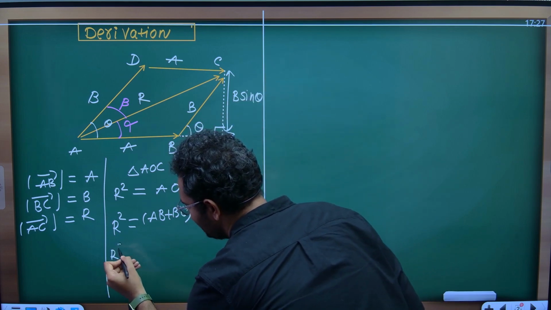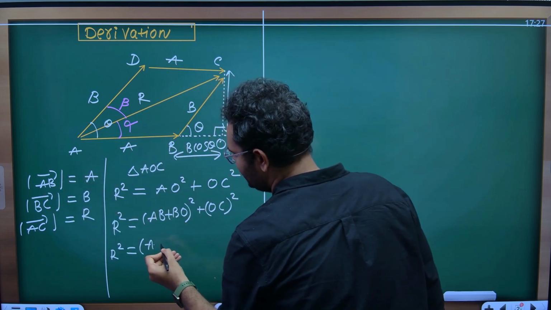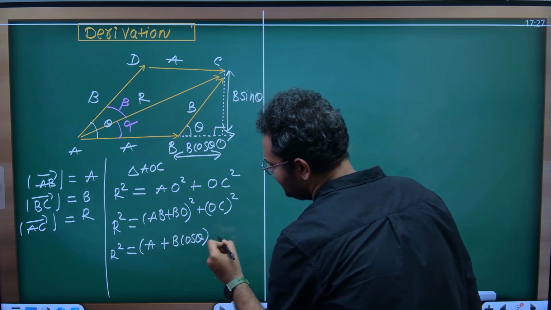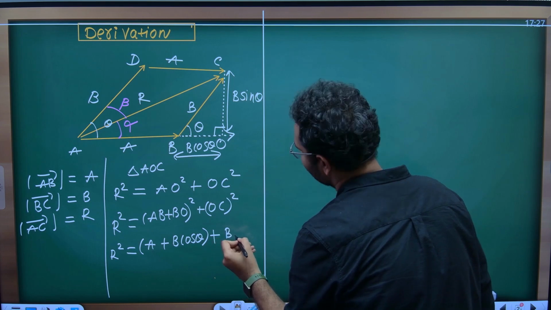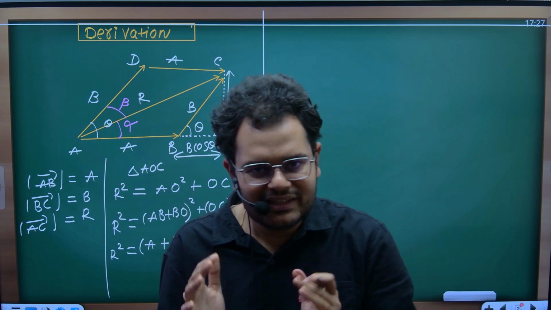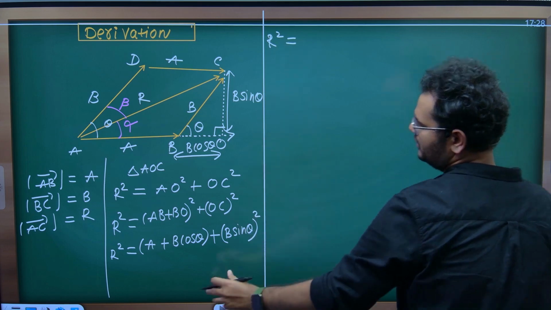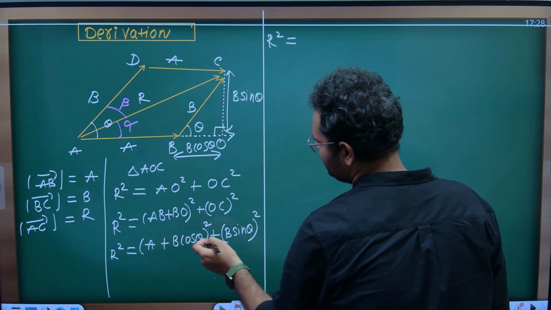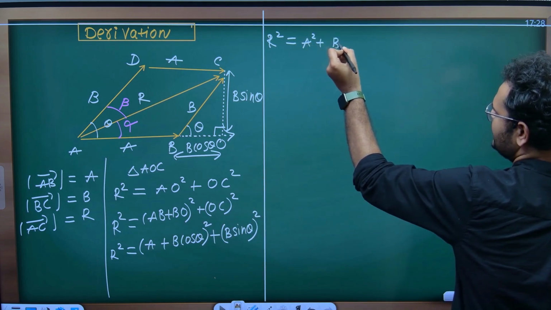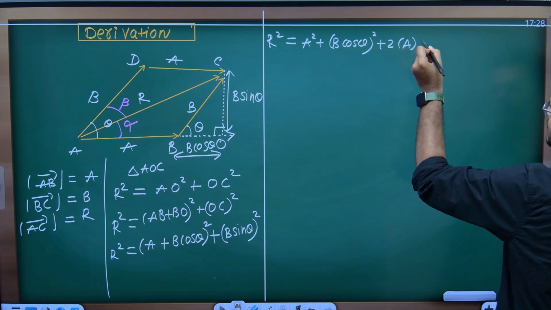Now if I continue this, R square is equal to, can you tell me what is AB? The magnitude of AB is A. So I will write A plus, sir, what is BO? BO means this length. This length is B cos theta. Excellent. Plus OC. Sir, what is OC? B sin theta, square. If you get till this point, then it is very easy. Now you have to expand this. So I will write R square is equal to expansion of this. Here it must be square. Okay. A square, first term square, plus second term square, plus 2 times first term into second term.